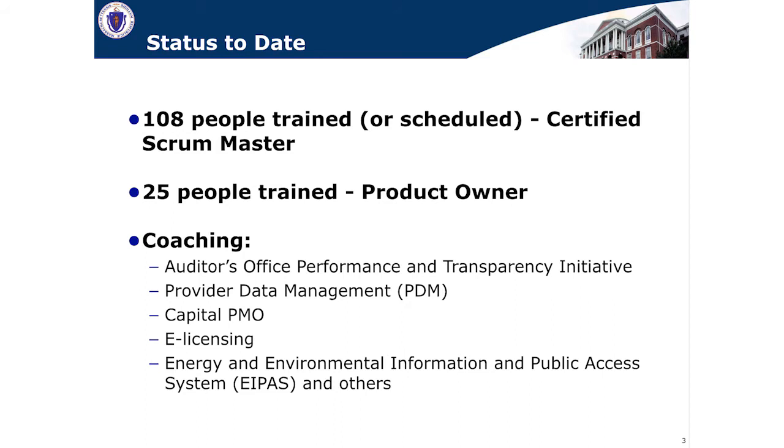So just some stats. There's about 108 people who've been trained or are soon to be trained in the Scrum Master program. Definitely have opportunity to talk to some additional teams, and we're happy to do that. Make sure that we've got the right people lined up and that the projects are queued up for success. 25 people in the product owner training, and then we're deploying coaching across a set of projects.